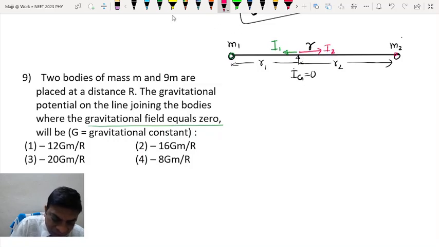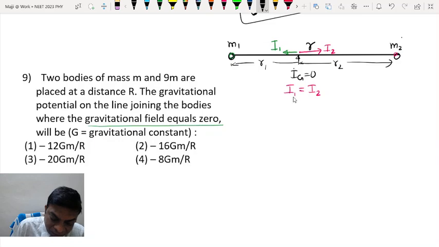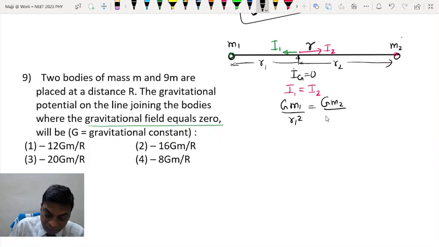Since Ig is 0, we can write I1 is equal to I2. Because when the gravitational fields due to both the point masses or both the spherical bodies cancel each other, only then you get it equal to 0. So they should be opposite and equal, so the numeric values can be equated. So I1 will be G m1 by r1 square, whereas I2 is G m2 by r2 square.